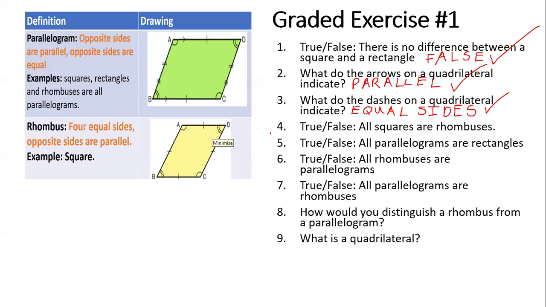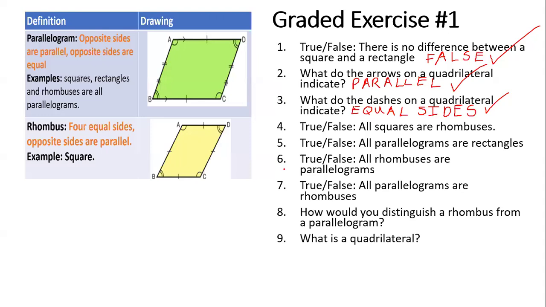Number 4, true or false? All squares are rhombuses. That's true. True or false? That's true.